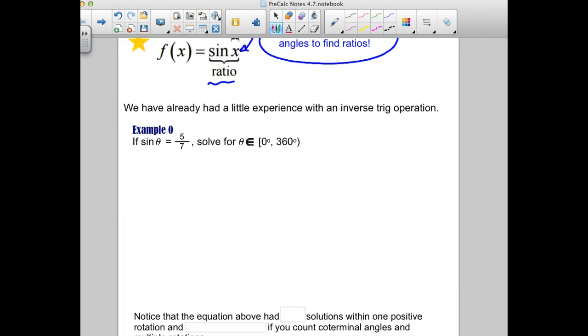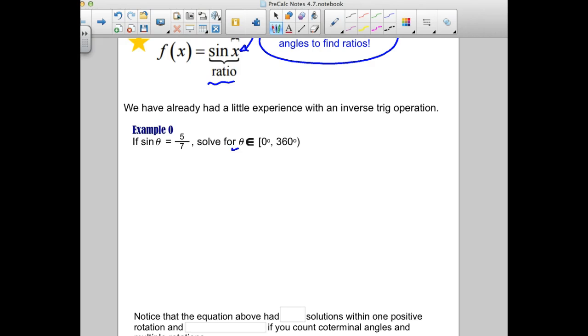All right, so we have a little experience with some inverse trig functions. We've done this type of question before. It said to find, if the sine of theta is 5/7, solve for theta. Now, we did this with some of our known angles. This one isn't one of our known ones.